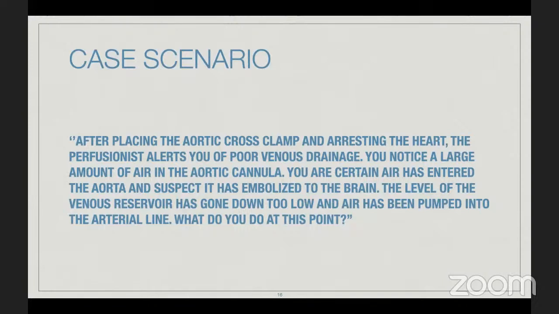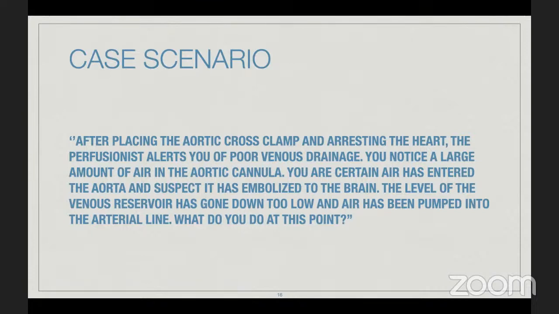Maybe you can also check with the echo if there is residual air. And then for the procedure per se, I think you cannot proceed for now. You can take the patient to ICU, protect the brain, continue your management, and then see whether you can do the surgery later on.